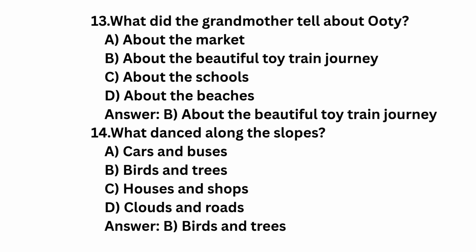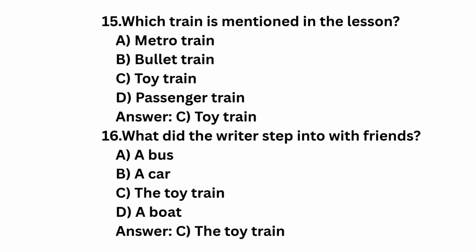What did the grandmother tell about Ooty? About the market, about the beautiful toy train journey, about the schools, about the beaches. Answer about the beautiful toy train journey. What danced along the slopes? Cars and buses, birds and trees, houses and shops, clouds and roads. Answer birds and trees.